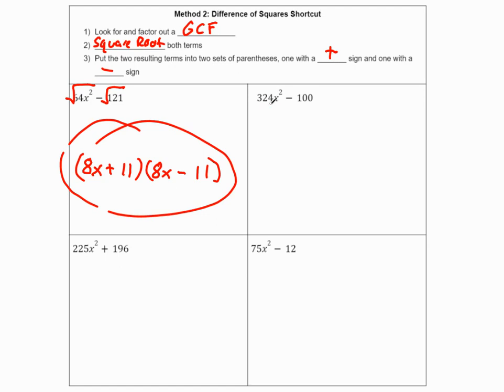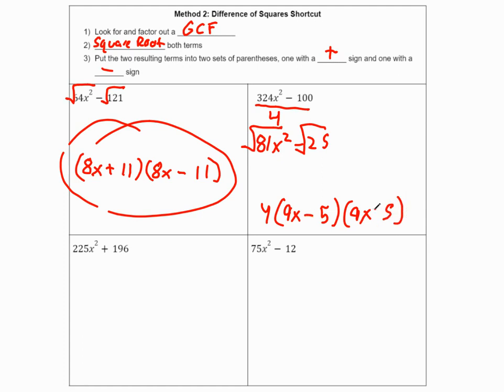Second one here, 324x squared minus 100. These are both divisible by 4. So I'm going to bring 4 down so I don't forget about it on my answer. 324 divided by 4 is 81. So I get 81x squared. 100 divided by 4 is 25. Both perfect squares. So I'm going to go square root, square root. Square root of 81 is 9x. Square root of 25 is 5. Minus on the first one, plus on the second. Doesn't actually matter which one gets a minus, which one gets a plus. That is our answer.